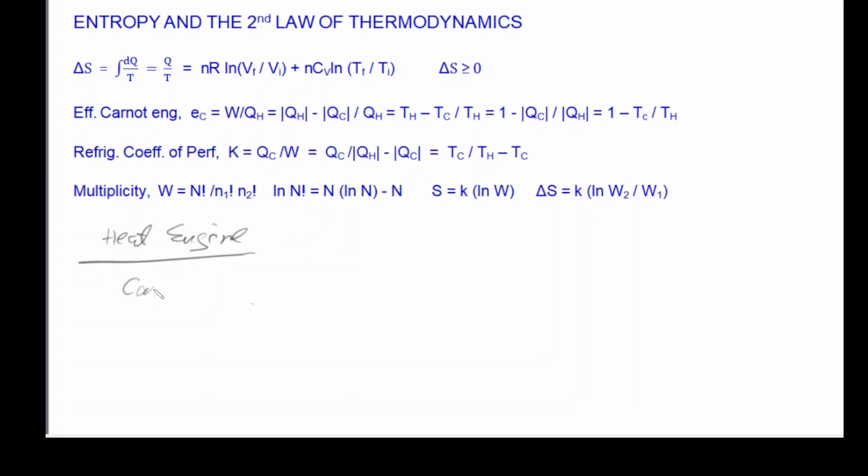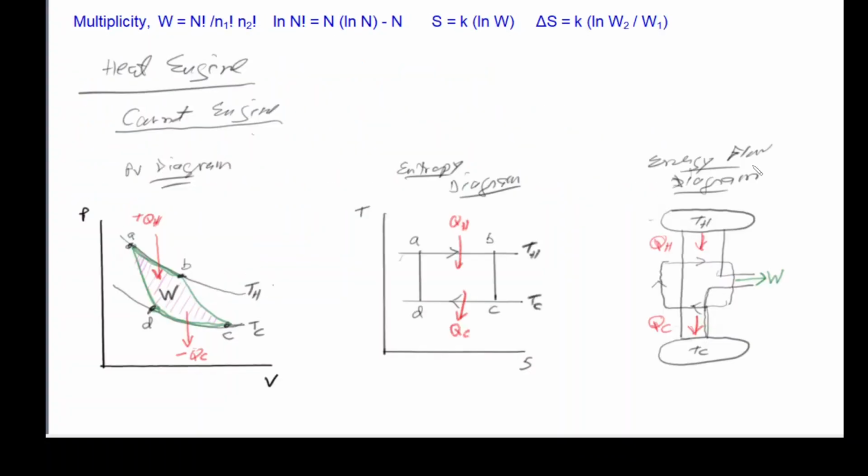So let's look at a Carnot engine, which is a type of heat engine, but it's a type of heat engine where all processes are reversible and there is no wasteful loss of energy due to friction, turbulence, etc. It also has the highest efficiency of any engine. It's basically your ideal engine. We're going to use the PV diagram, entropy diagram, and energy flow diagram to discuss the Carnot engine.